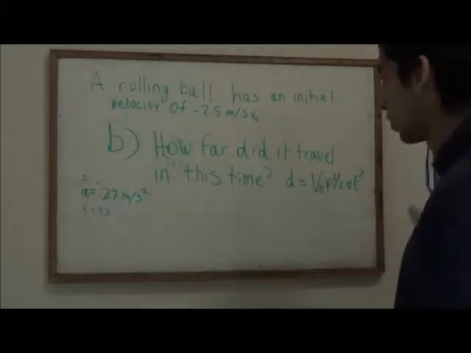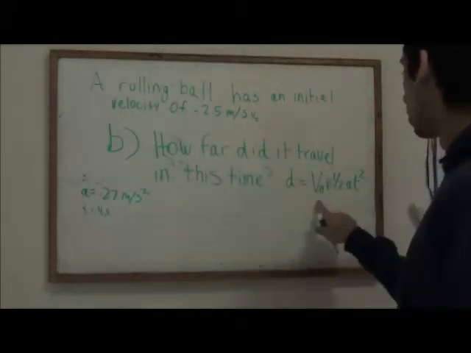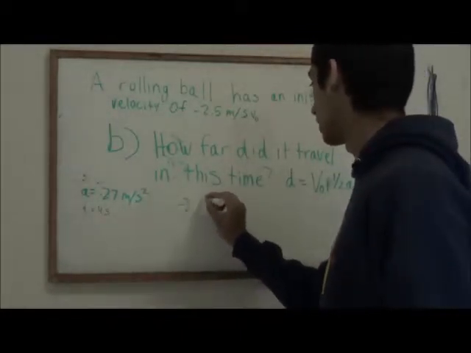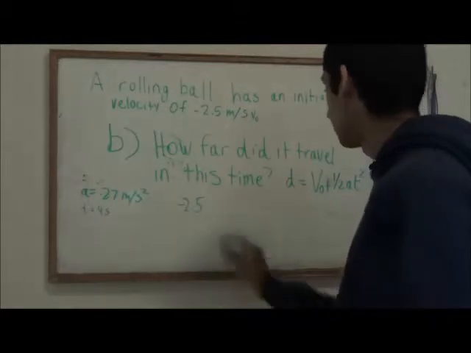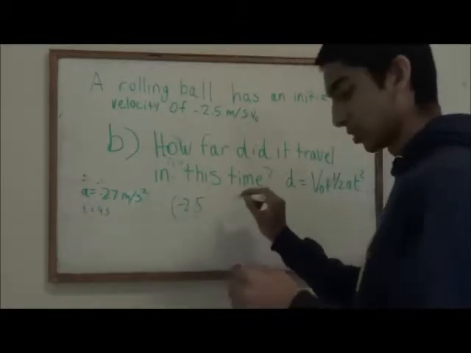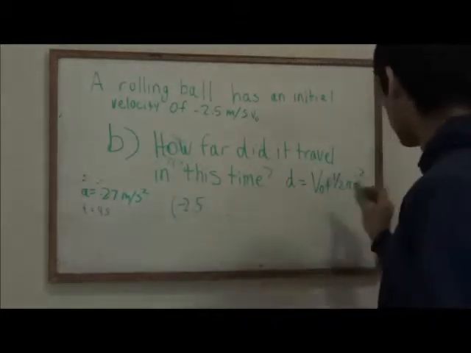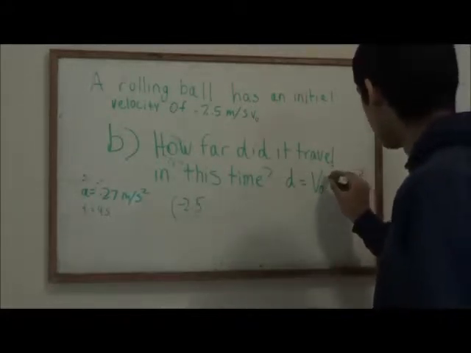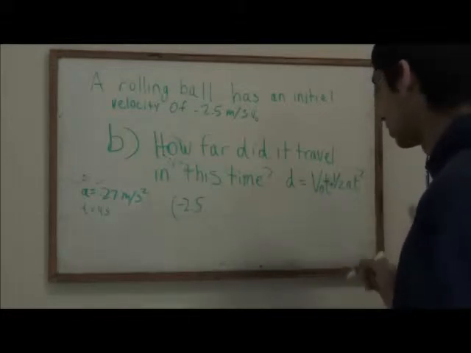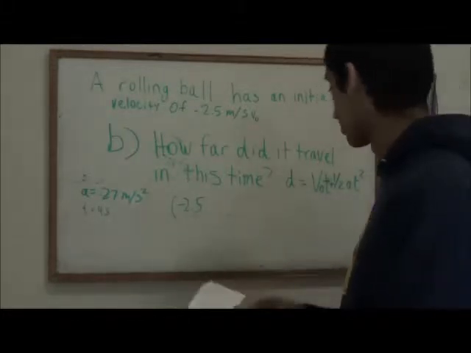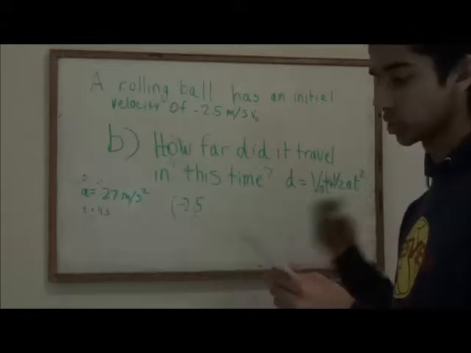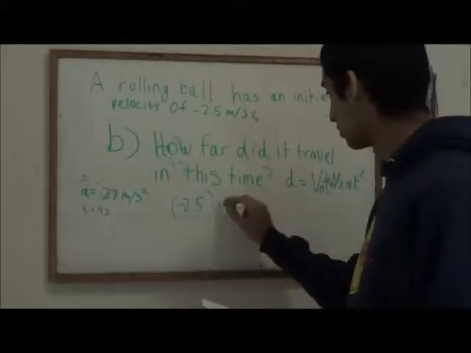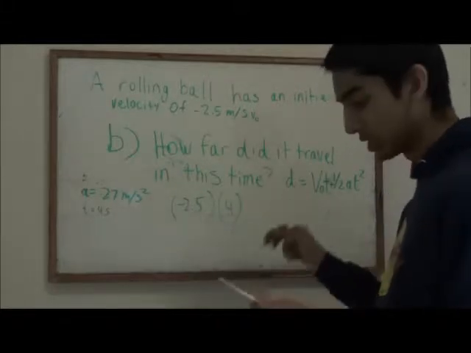Okay, so now I know V0, which was negative 2.5. Okay, let's write that down. So negative 2.5. Oh, sorry. Actually, negative V0t plus half a t squared. So that makes a little more sense. That did not make any sense for me at all, so I double checked it. Negative 2.5 times 4. There you go.